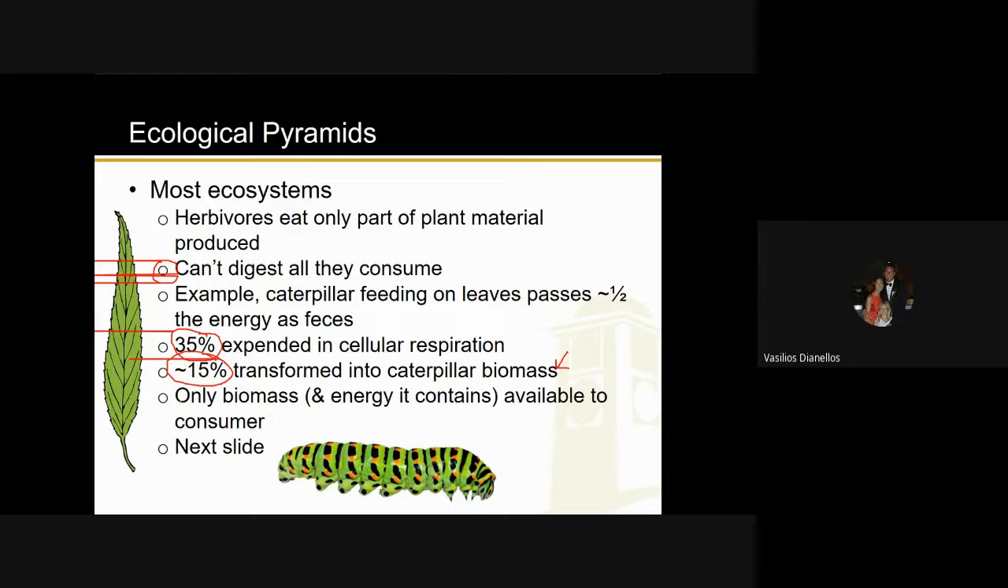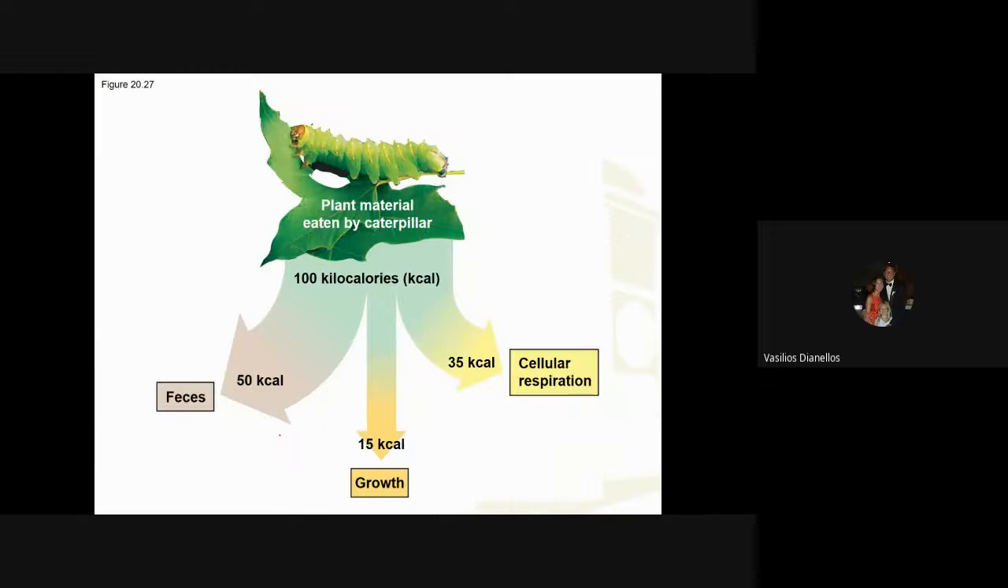And finally, it is only the biomass and the energy it contains that is available to the consumer, right? The consumers aren't benefiting from the 35% that was lost in cellular respiration. The consumers are not eating the poop, right? So that's wasted. So it's only a small amount that makes it to the next level, and that's the important thing.